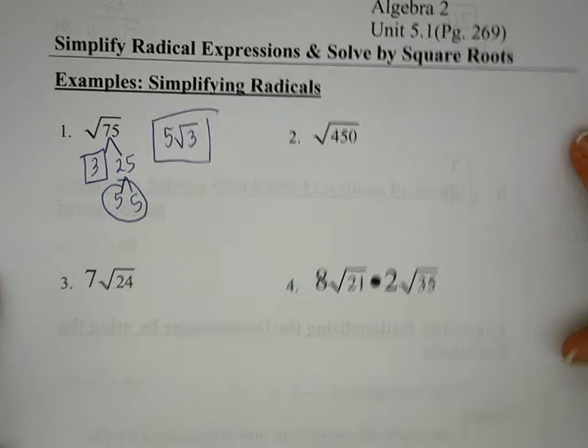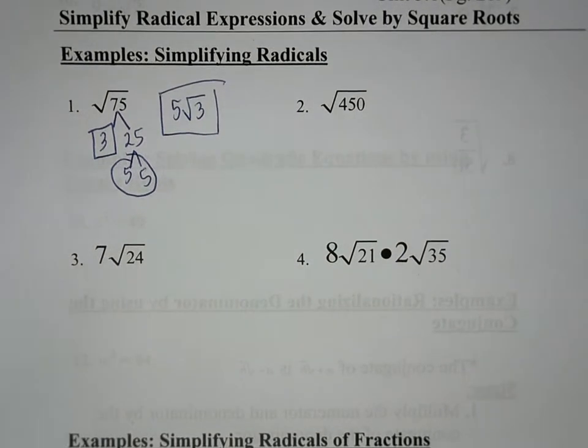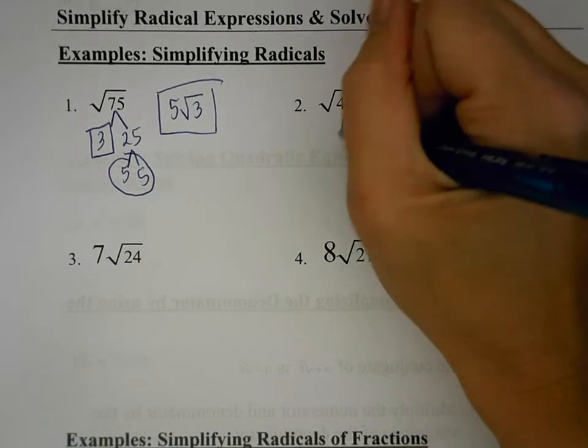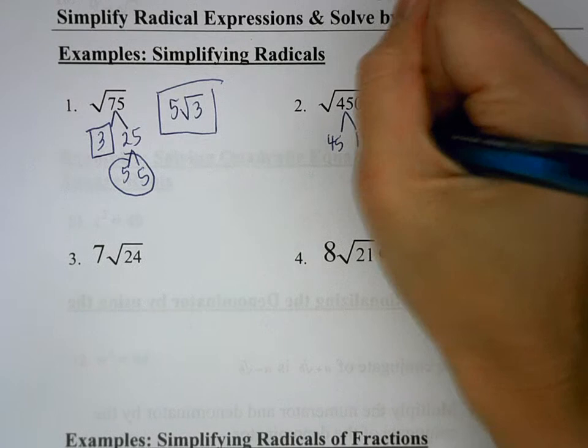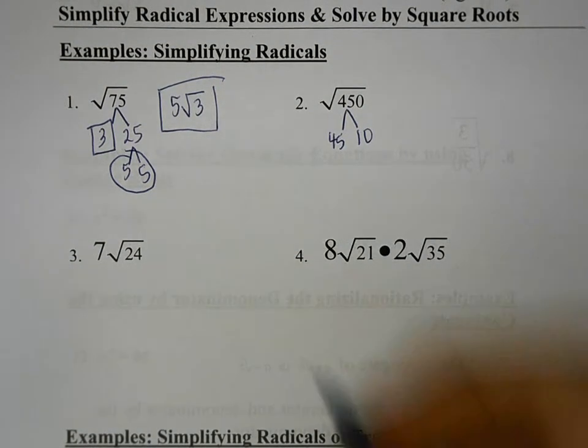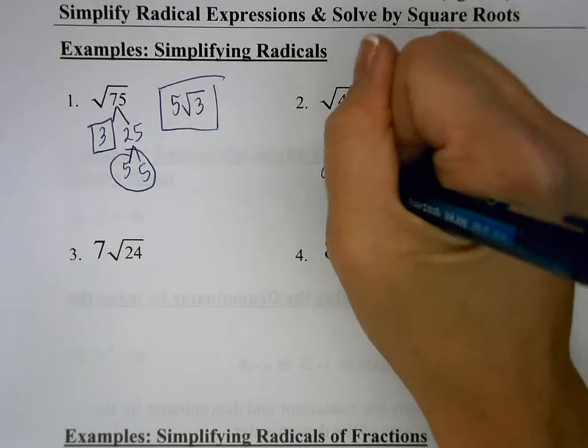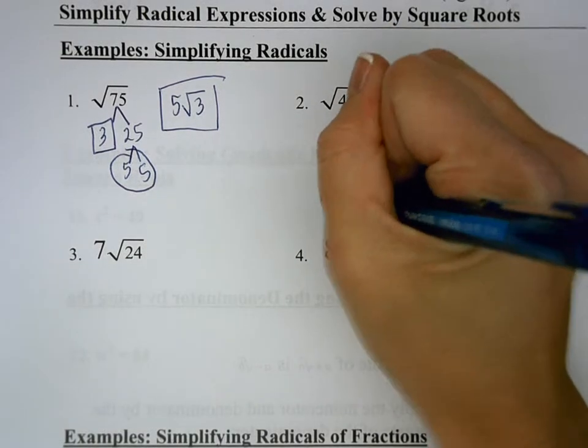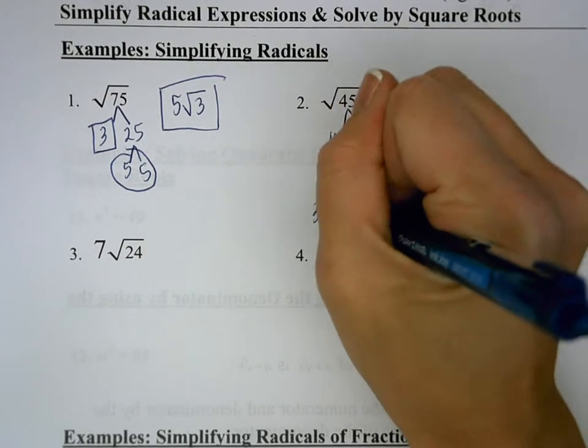Okay, example 2. So you always just break it down however makes the most sense to you. When I see 450, I think 45 times 10. If you see it a different way, you can do whatever you want. But I'm going to write down 45 times 10 because that's easy for me. And then I know that 45 is what? 9 times 5. Good. And then I know that 9 is 3 and 3.